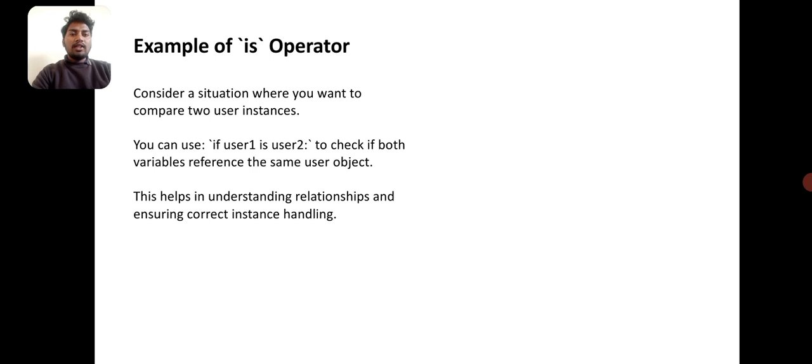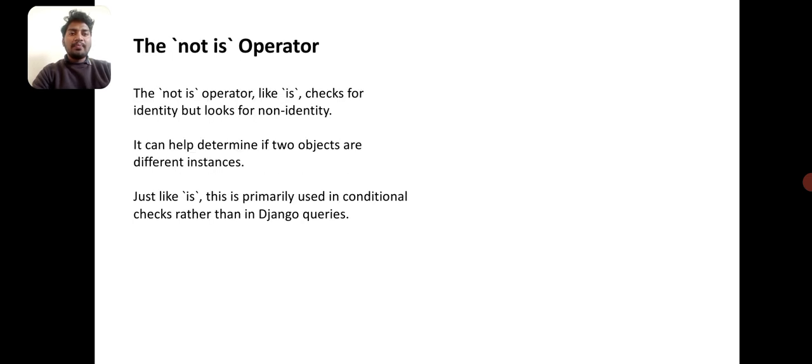Example of is operator. Consider a situation where you want to compare two user instances. You can use if user1 is user2 to check if both variables reference the same user object. This helps in understanding relationships and ensuring correct instance handling.